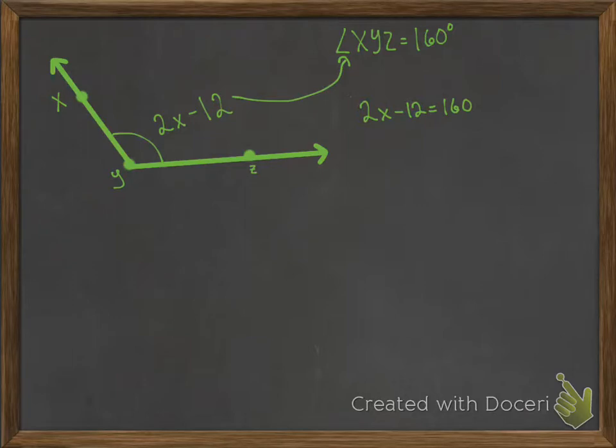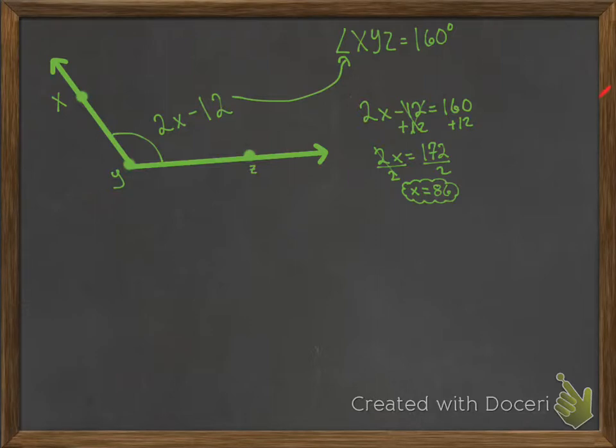Solve for x. How do you get x by itself? Add 12 to both sides. Those 12s cancel. You get 2x equals 172. Divide each side by 2. Those 2s on the left cancel. x is equal to 86. So notice it's not degrees, because I'm not saying the angle XYZ is 86 degrees. I'm saying the variable x in the scenario is 86. So that variable x has a value of 86.